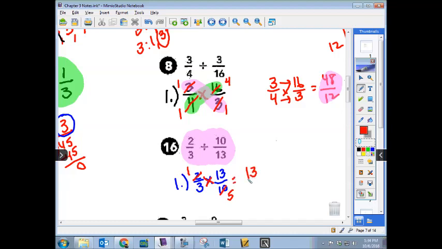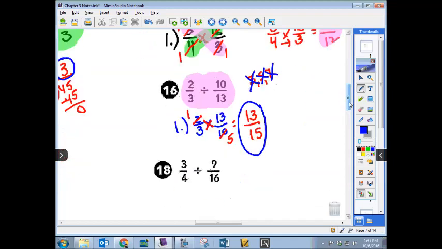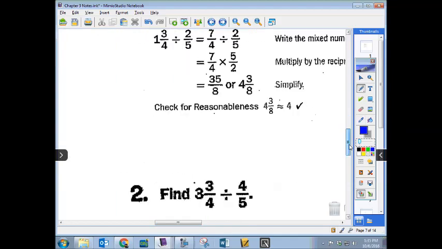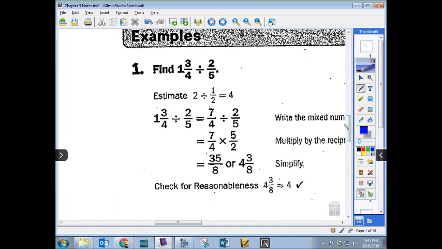Now I'm going to do 13 over 15. Since one of those numbers is odd, I'm going to check 3, 5, and 7. 13 does not have a factor of 3, 5, or 7 because it's prime. Therefore, that is in simplest form. Everybody got that? All right. Now, let's jump down here to the bottom. There's an example for you. You can check that out.